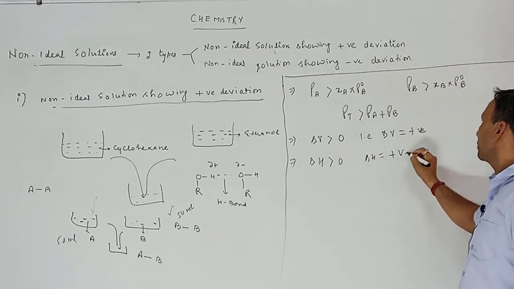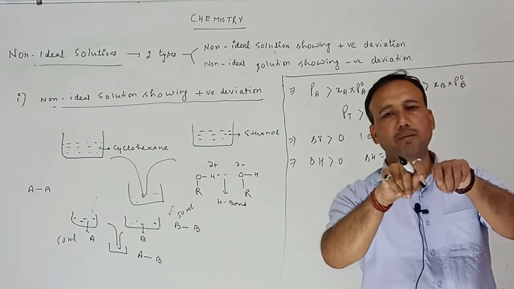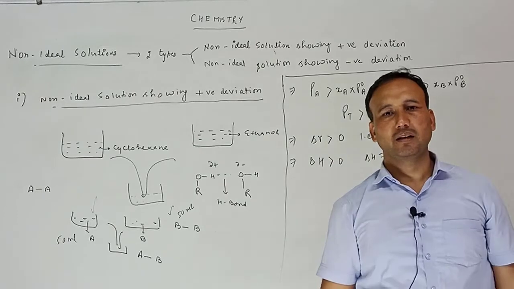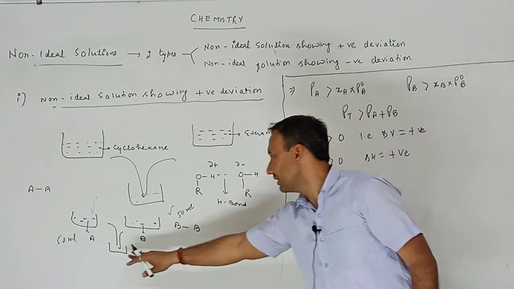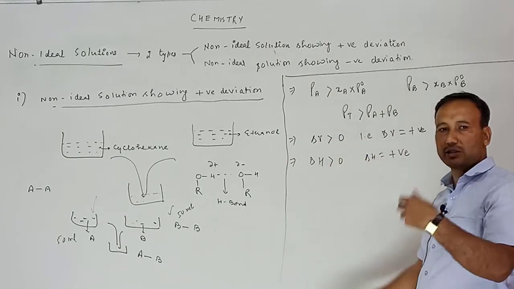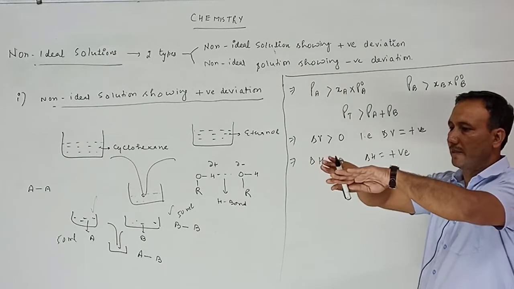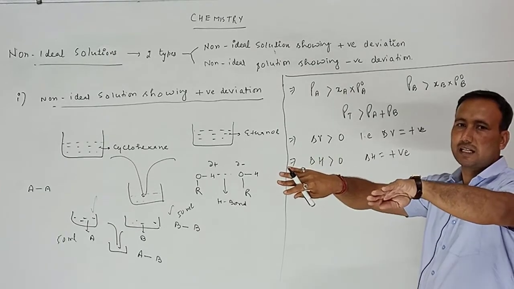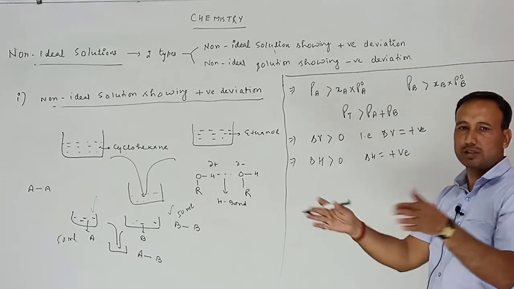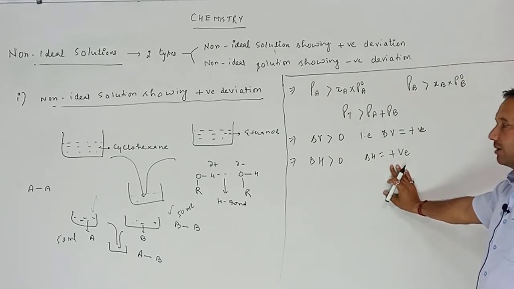enthalpy change is positive, because if the two pure components on mixing form a solution showing deviation from Raoult's law, the intermolecular force of attraction will decrease and the molecules will separate further away from each other. So energy is required to separate the molecules, so the enthalpy change of the liquid mixture is positive.